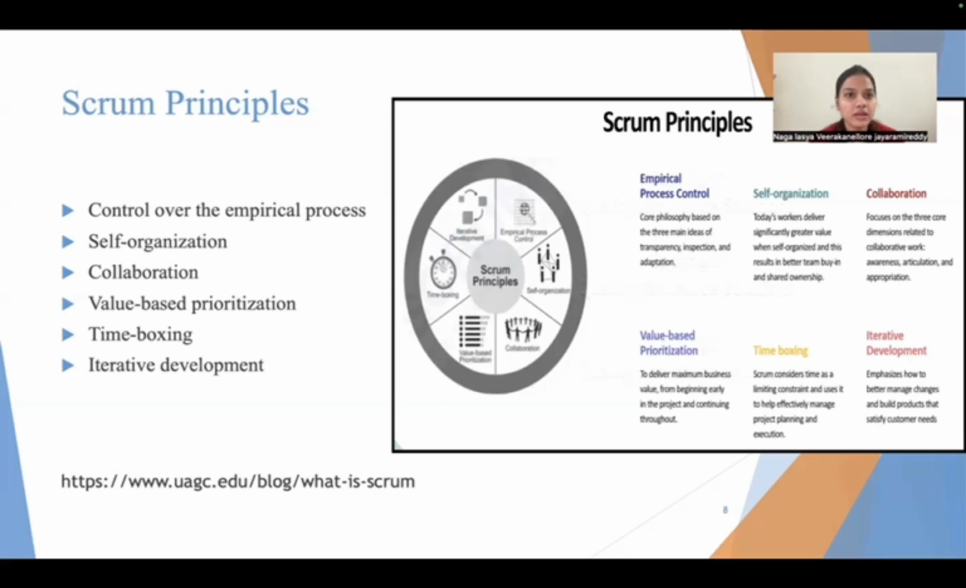The final principle is iterative development. It speaks to understanding that the project may need to be refined multiple times during the development process. It will allow the team to make adjustments and changes much more easily.